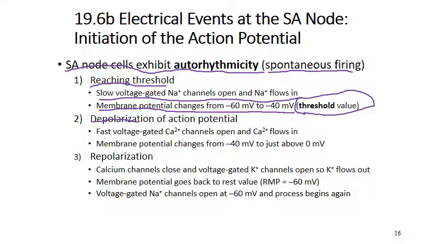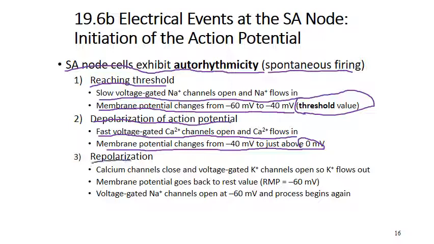Depolarization of the action potential is our next step. So we're going to have our fast voltage gated calcium channels open and calcium is going to flow in. So we're going to have even more positive charges coming in. So then our membrane potential is going to change from -40 millivolts to just above 0 millivolts. So notice that we've dropped dramatically and become super positive versus being very negative.